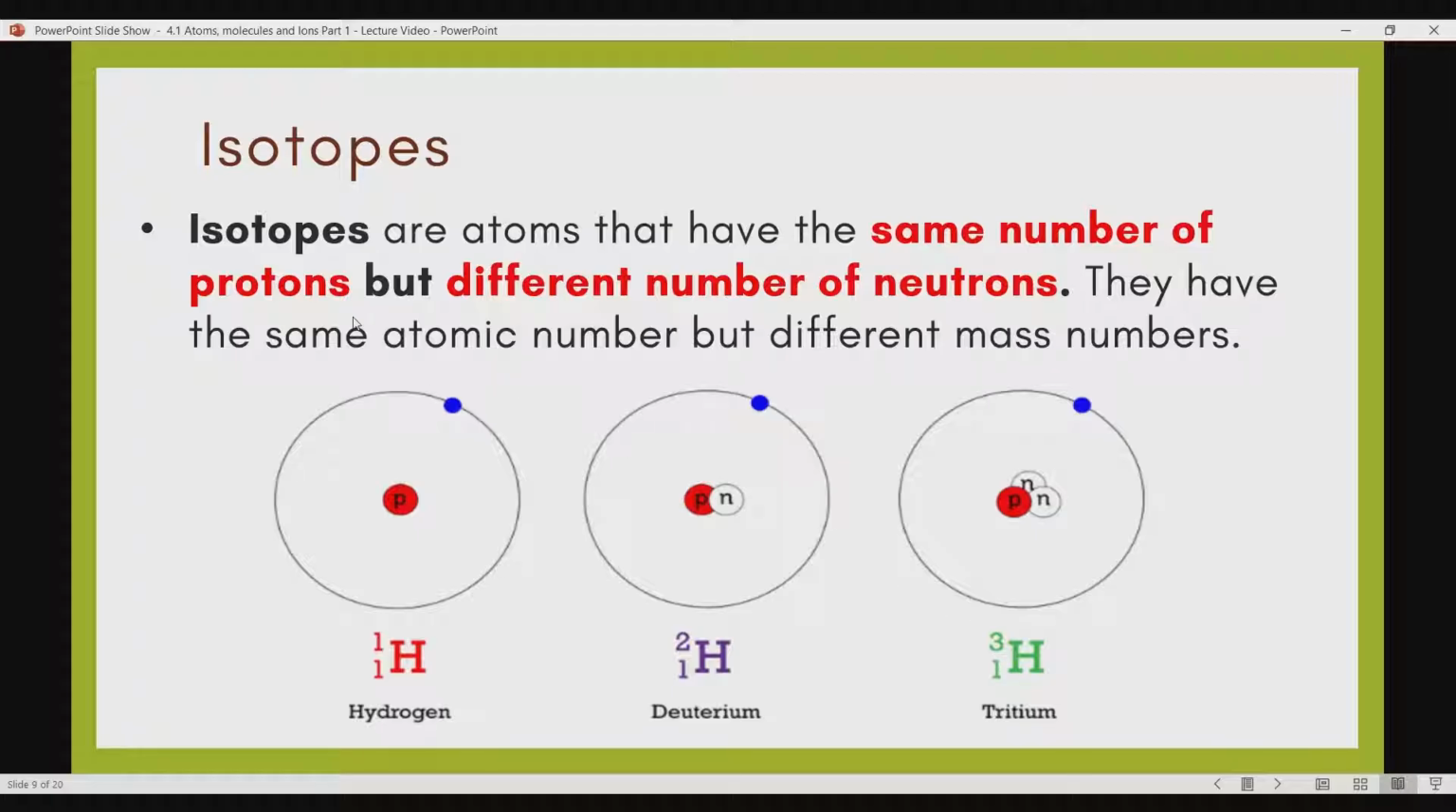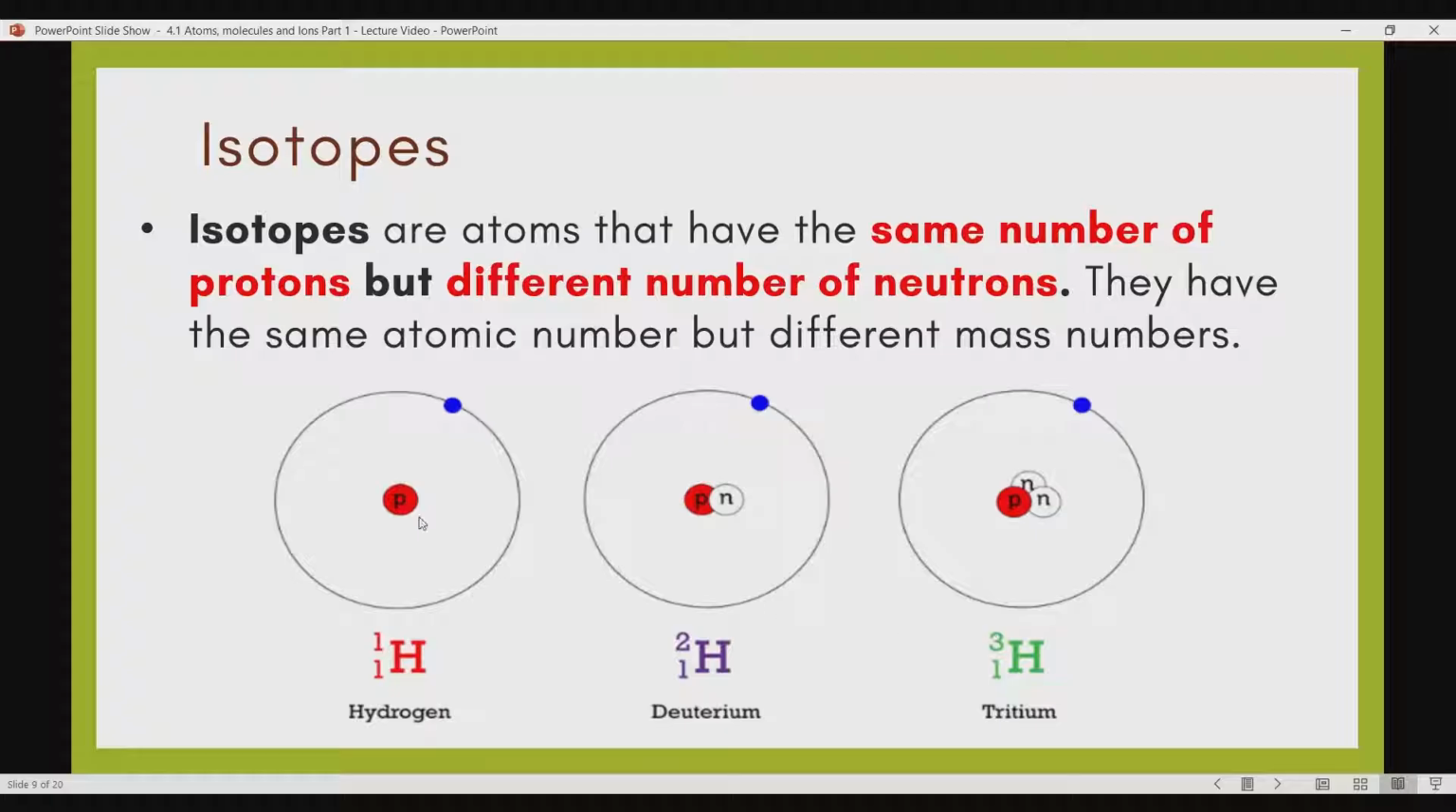Ulitin ko po. Same number of protons. So, look at hydrogen. 1 proton. Deuterium, 1 proton. Tritium, 1 proton. Pero, iba-iba ng bilang ng neutrons. For hydrogen, there seems to be no neutron. Deuterium, it has 1 neutron. And then tritium, it has 2 neutrons. Therefore, same Z's ang kanilang mga atomic number, subscript, pero iba-iba sila ng mass number. Look at the superscript 1, 2, and 3.